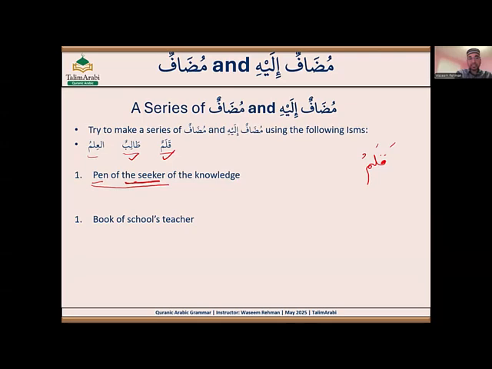Seeker. Seeker is talibun. So convert talibun and then remember it is the seeker, right? So now there is one more thing. So do not make talibin, make a talib because it's the seeker, right? So put al, and when we put al, we drop tanween, right? So there would not be any tanween now. It will be dhamma, but as we know, this is mudafun ilayhi, so it will take kasra. So qalamut talibi. Why? Because it is a mudafun ilayhi.